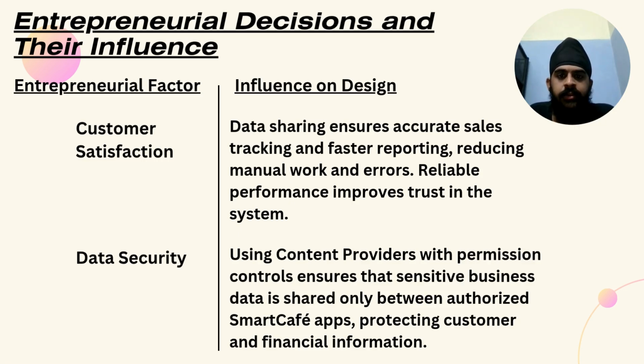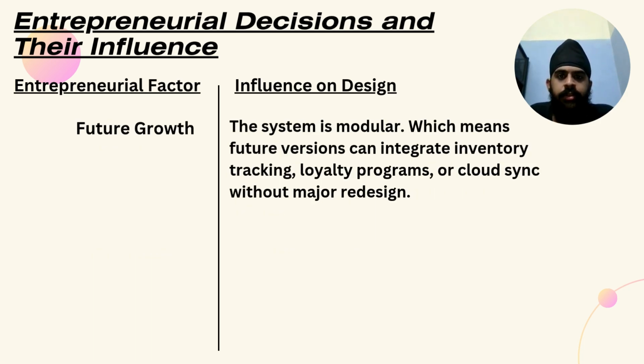The next is data security. Using content providers with permission controls ensures that sensitive business data is shared only between authorized Smart Cafe apps, protecting customer and financial information. So this means that the cashier will have the customers' information and financial information, whereas the manager app will have the customer information and so on, just so everyone can control their own database. And lastly is future growth.